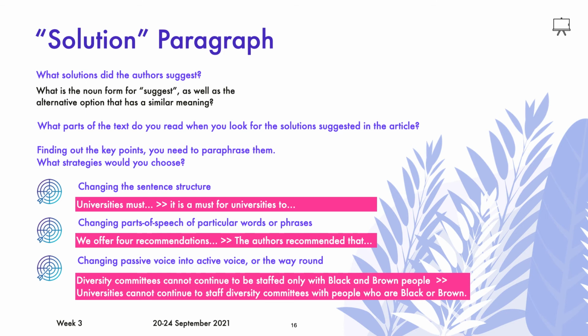All right, and the second question goes, what parts of the text do you read when you look for the solutions suggested in the article? Again, this has to do with the reading tips that I've just given you. Read smartly. Journal articles are written very strategically, to the point, very punchy, so that it arrives at a particular argument in a way that you see very explicitly, in a particular position of a text.